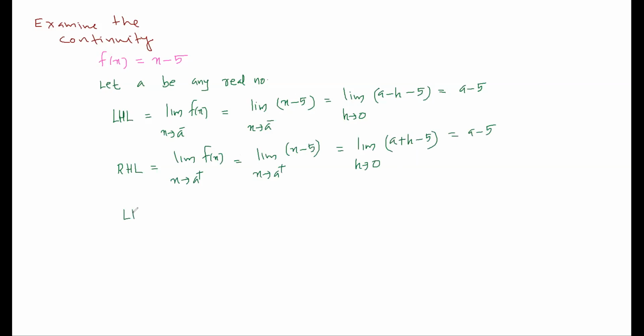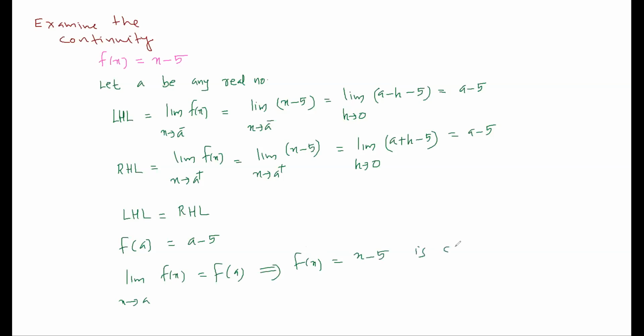Then the left hand limit exists, the right hand limit exists, both are equal. Now f of a is, in place of x put a, that is a minus 5. So this implies the limit of f of x as x approaches a is the same as f of a. This implies f of x, which is equal to x minus 5, is continuous at x is equal to a. But we took a to be any real number. That implies f of x is continuous at all real numbers. This way we can prove it arithmetically.